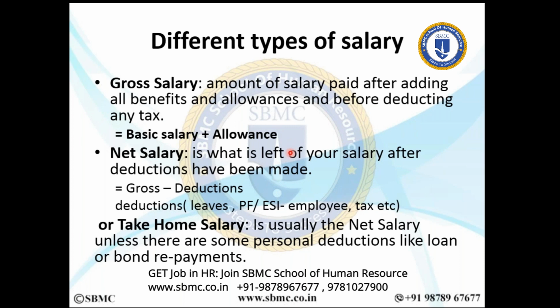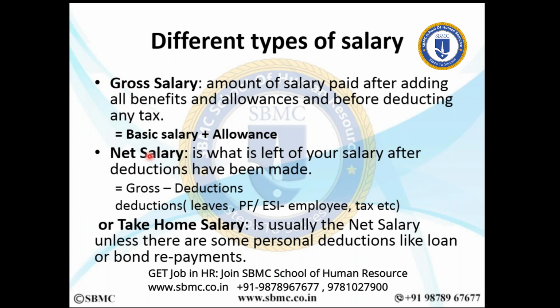So there are different types of salaries. The first kind of salary is the gross salary. Gross salary is the amount of salary paid after adding your benefits and allowances, before deducting any tax. Gross salary is the basic salary plus allowances. That is the gross salary.